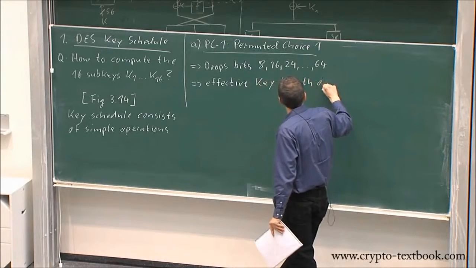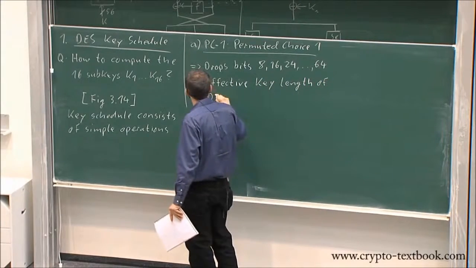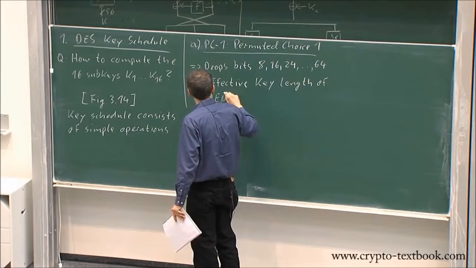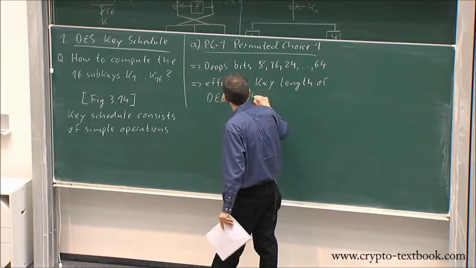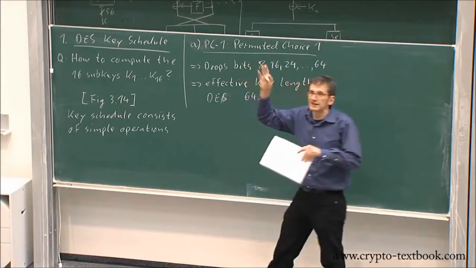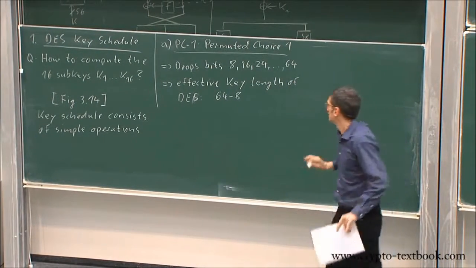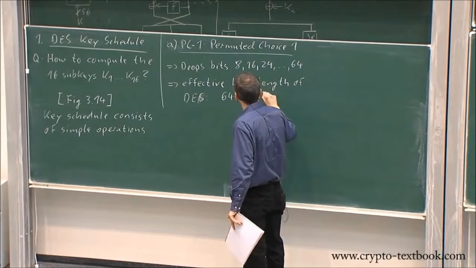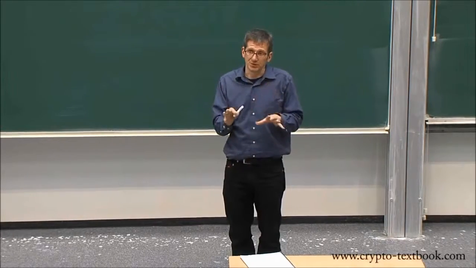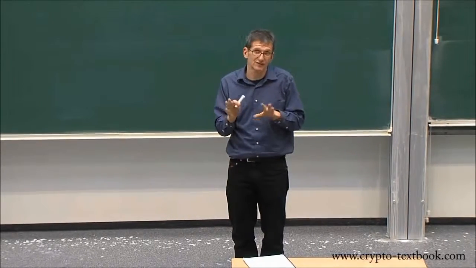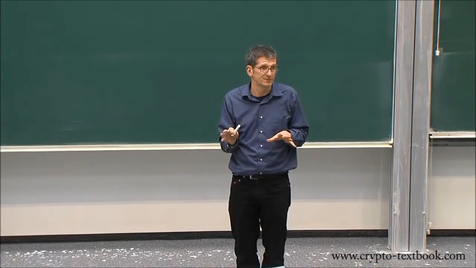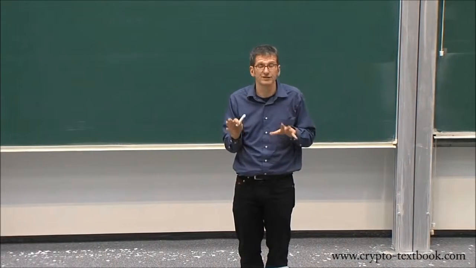The effective key length of DES is, of course, 64 minus the 8 input bits that are not connected through, and it's a very weird thing that's happening, is 56 bits. What's important for you is never ever think that DES has 64 bits. It's not a 64-bit cipher, it's 56.